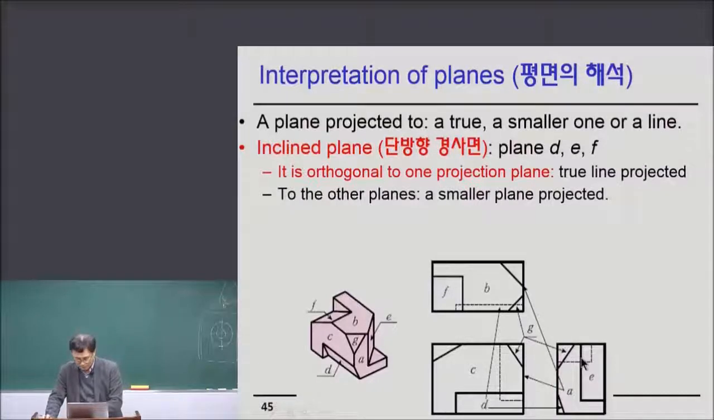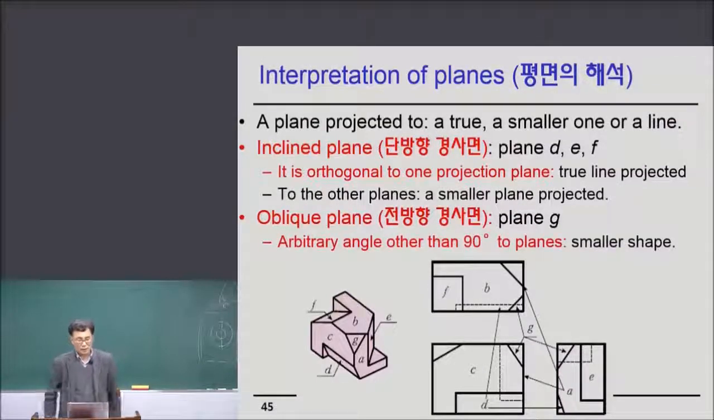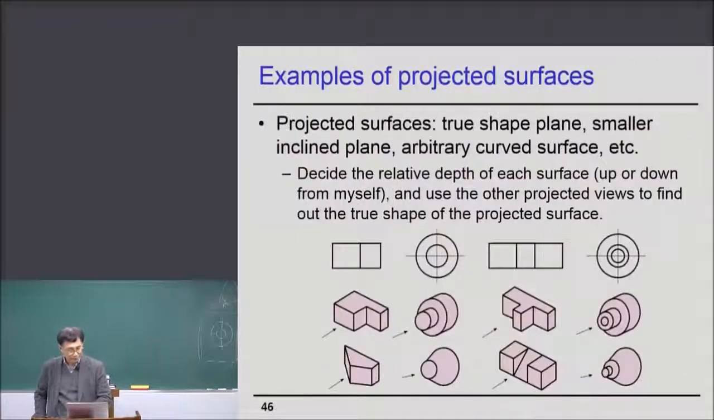Now, an oblique plane, plane G. This has an arbitrary angle other than 90 degrees to any plane, so we call it an oblique plane. It is projected to all planes as a shorter, smaller shape. So G and G, a smaller shape, okay? All right.